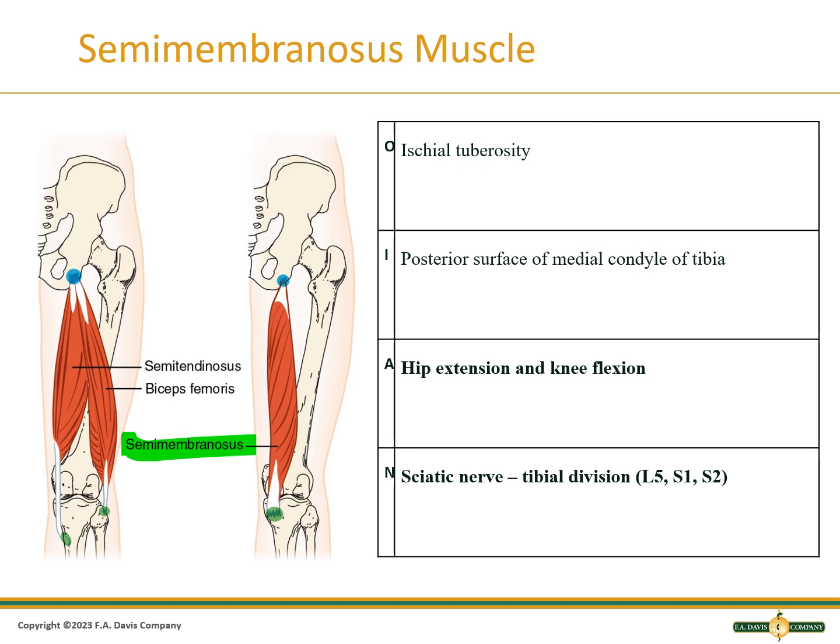Semimembranosus is one of our hamstring muscles, so it obviously originates from the ischial tuberosity. It inserts on the posterior surface of the medial condyle of the tibia. Semimembranosus is on the medial side of the thigh, so I like it because it has a lot of M's in it for medial. Just seems like it's being friendly to me. It's deep to our semitendinosus, which is another part of our hamstring muscles, and it inserts posteriorly to semitendinosus because it is deeper. It contributes to hip extension and knee flexion as a hamstring muscle and is innervated by the sciatic nerve.